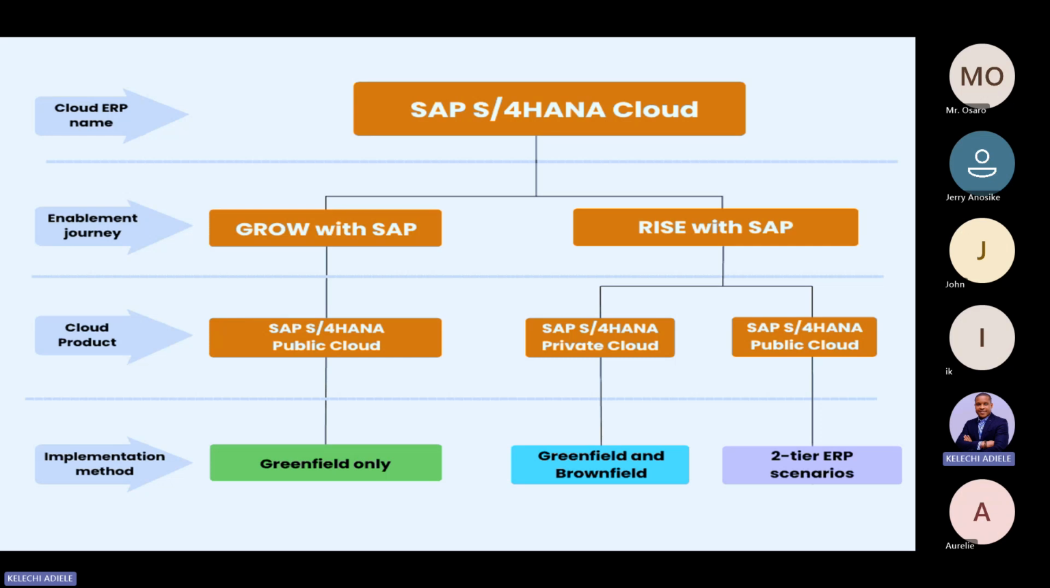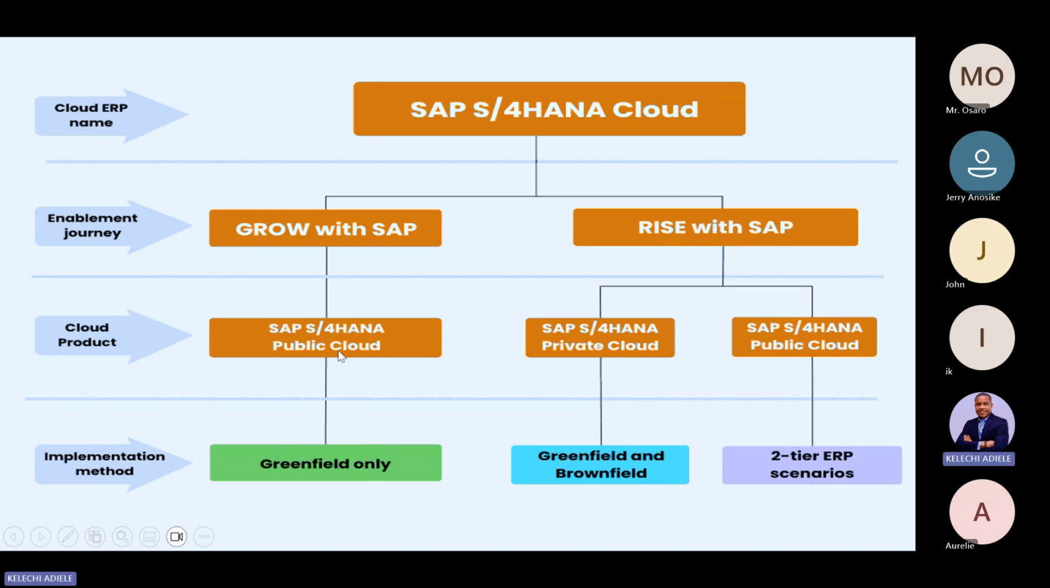The most important thing is we are going to be using the private cloud edition, which is under the Rise with SAP product. If you look at this structure, for example, the ERP name is SAP S/4HANA. For the enablement journey, we have two: Grow with SAP and Rise with SAP. For the cloud products, we have SAP S/4HANA Cloud under Grow. We have SAP S/4HANA Cloud Private. We have SAP S/4HANA Public Cloud under Grow. We have SAP S/4HANA Private Cloud under Rise. And we also have SAP S/4HANA Public Cloud under Rise.